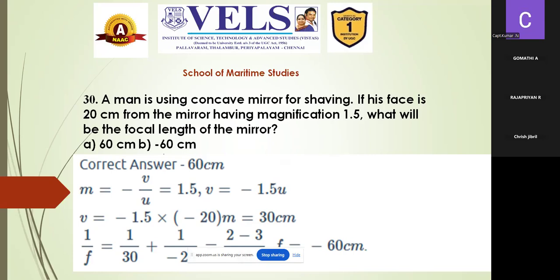What is the formula of focal length of the mirror? 1 by f is equal to 1 by v plus 1 by u. v is equal to 30 centimeter and u is equal to minus 20 centimeter. So 1 by f is equal to 1 by 30 minus 1 by 20. If you simplify this equation, we get f is equal to minus 60 centimeter. This is the focal length of the mirror.